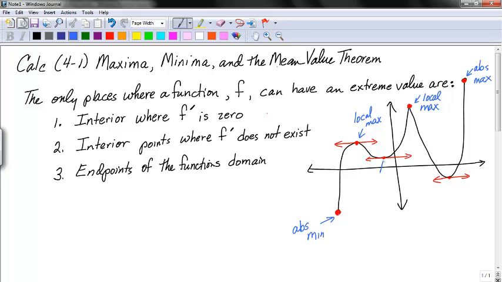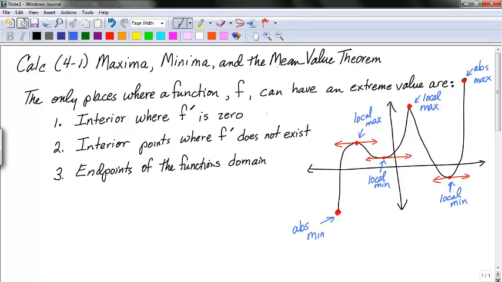This point, this y value, would be a local min. It's not the absolute min because there's a y value less than it. And this one would be another local min. It's a minimum over a certain interval of x values. So there's local max and local min, and absolute max and absolute min. Absolute max is the highest point and absolute min is the lowest point.